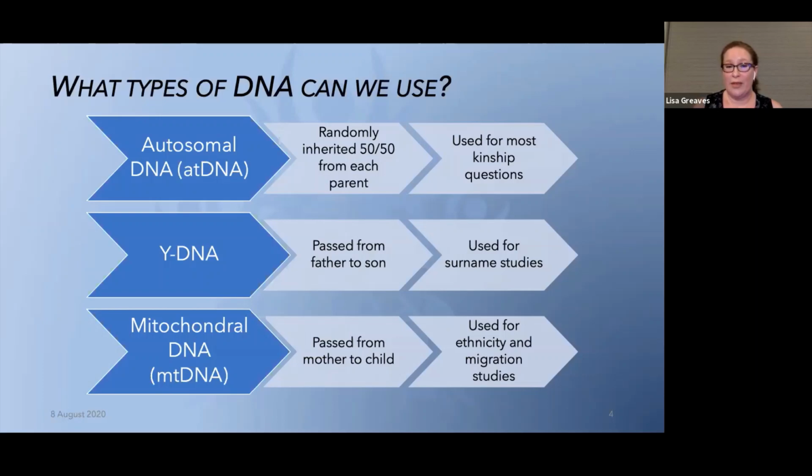Y-DNA is passed from father to son, and it's primarily used for surname studies because in an ideal world, the Y-DNA would follow a surname, but that doesn't happen because people are adopted, people are maybe illegitimate, and sometimes the surname didn't come about. In other words, the Y-DNA goes back further than the surname.